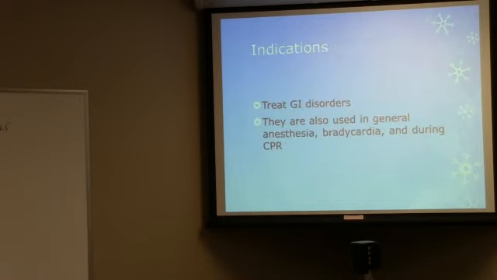And some medications here are going to be used to treat GI disorders. They may also be used for general anesthesia, bradycardia, which is slow heart rate, and some medications during CPR. So, for example, the atropine. You could give atropine for bradycardia as well.